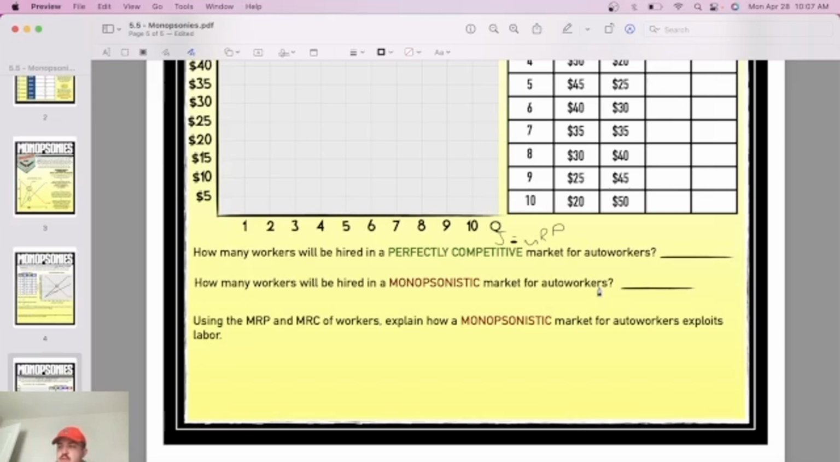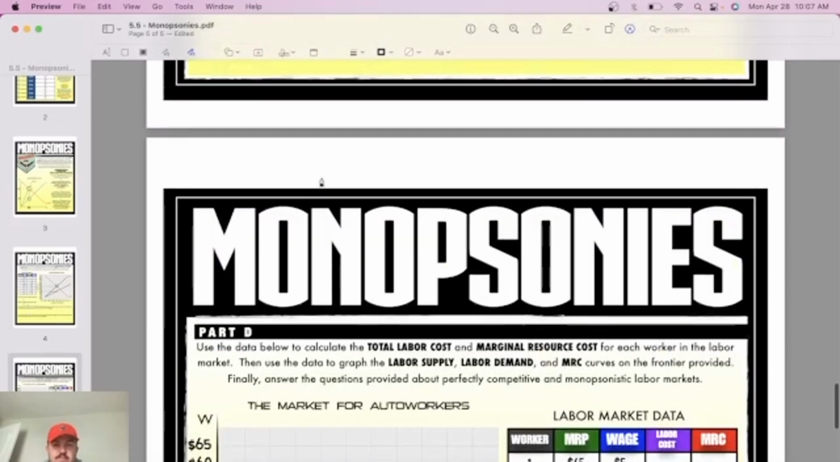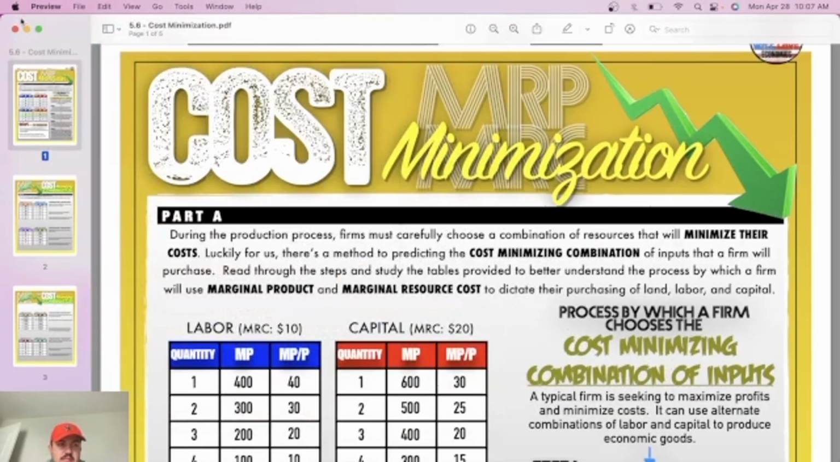Sorry, not the most perfect. You can fill out the monopsony one from there. And actually, you are good to go as far as monopsonies are concerned.